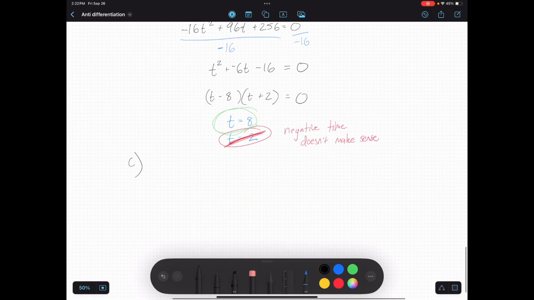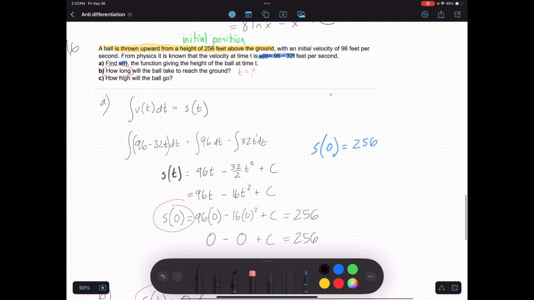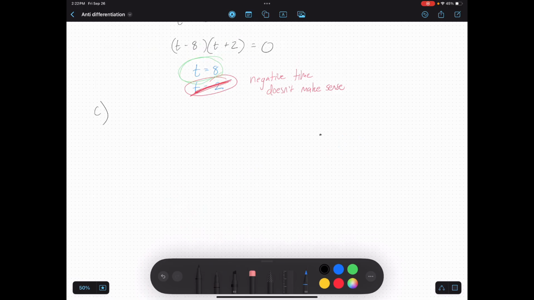Okay, last, part C. Part C is asking, how high will the ball go? Well, this is an interesting question because this is asking, what's my maximum position, right? What's my maximum height? How big will S get? If you think about my ball that's being thrown upwards, at this height of 256 feet, it's eventually going to reach this apex and then come down to the ground, where it's going to take 8 seconds before it actually hits the ground. So how high is that point?